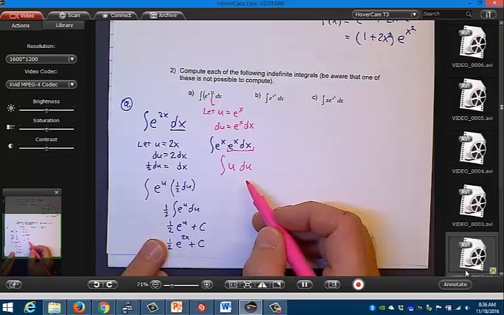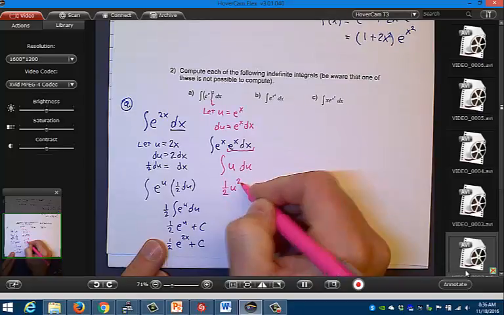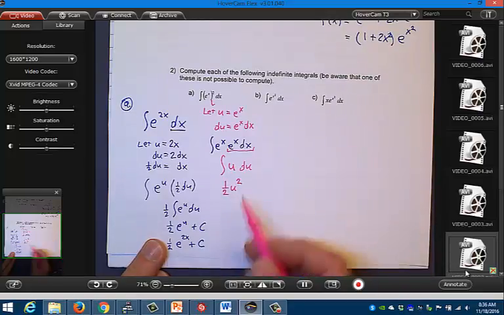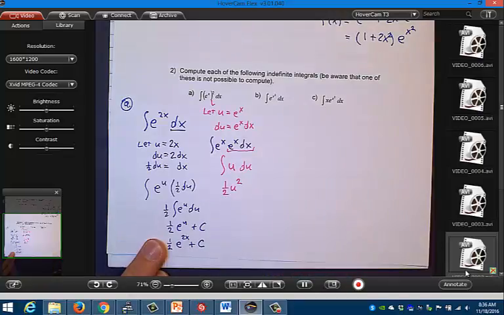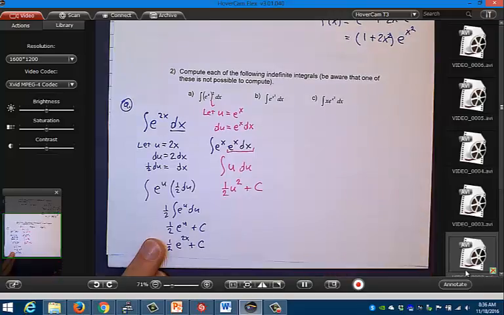What do you get? I heard it. 1/2 u squared, right? This is a polynomial now, right? Think about it. What's the derivative of 1/2 u squared? It would be u. So I get 1/2 u squared plus c. Did that give me the right answer?